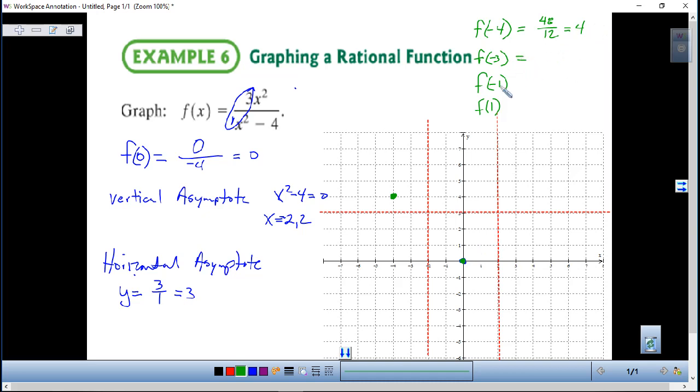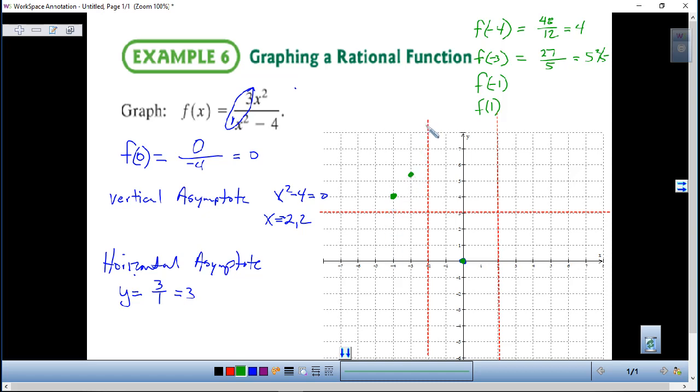All right, when we do negative 3, we're going to have 3 times 9, which is 27 on top. And then on the bottom, we're going to have 9 minus 4, which gives us 5. 5 will go into 27 5 times. And we're going to have 2 left over, so 5 2/5. And you just estimate that. You're going to go up 1, 2, 3, 4, 5, and then roughly about 2/5. So about right there. Just a little bit under a half. That's all you got to worry about.